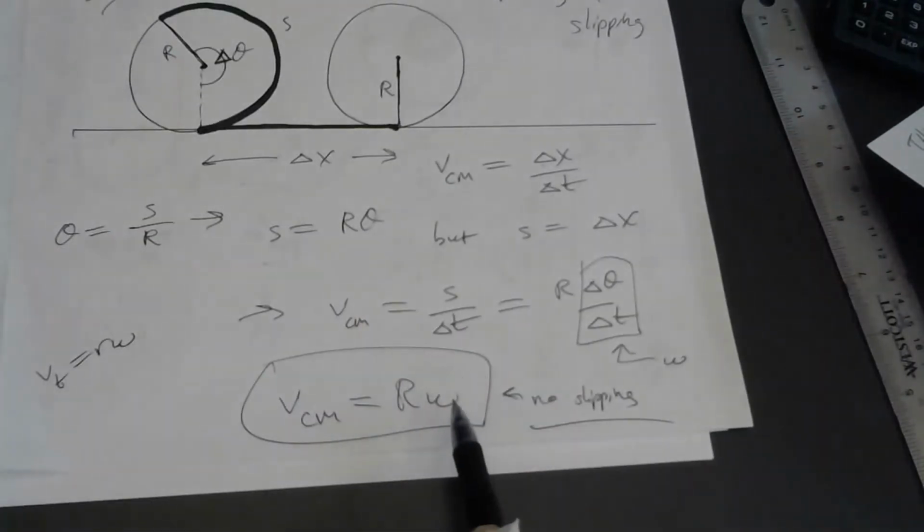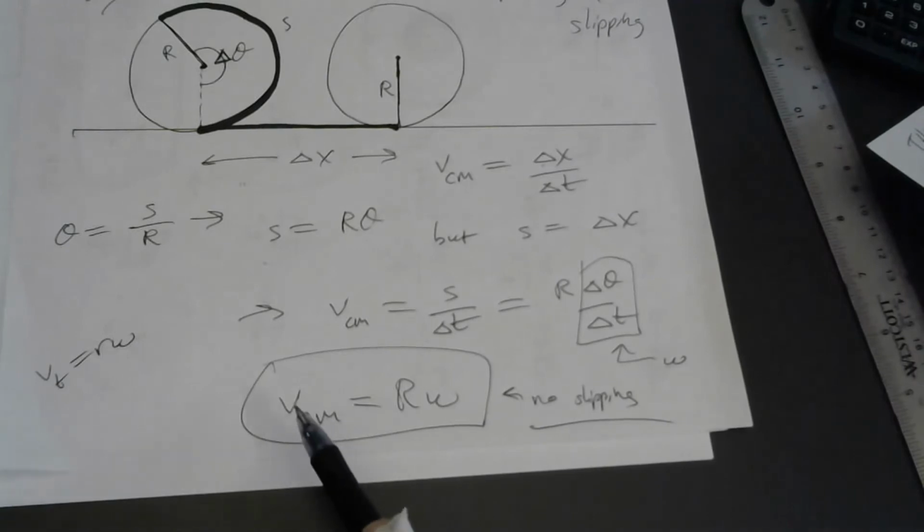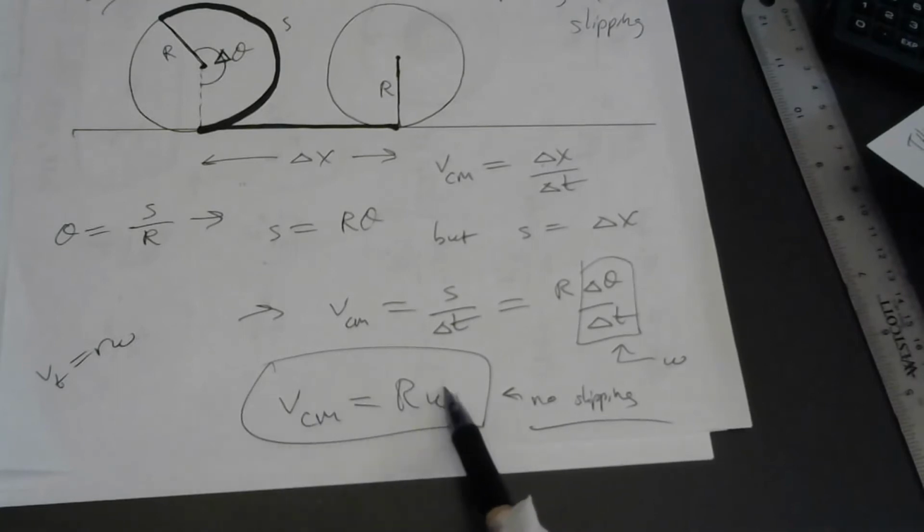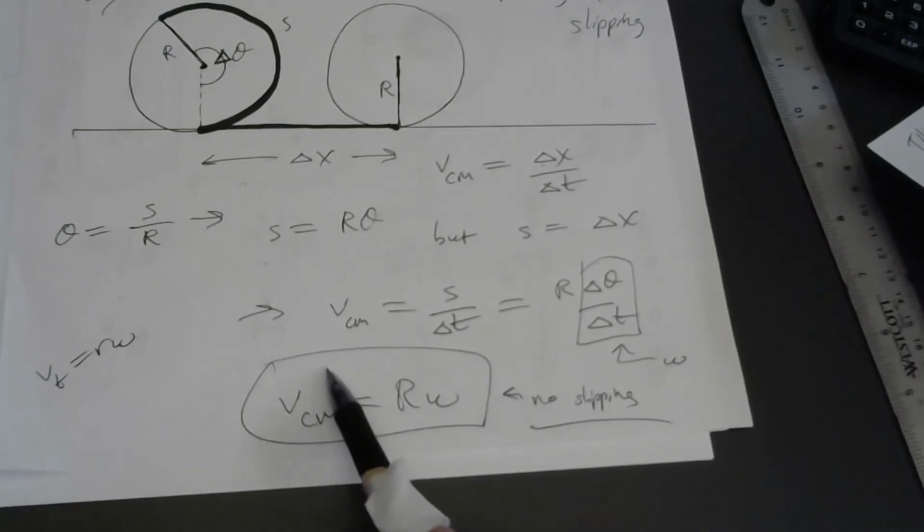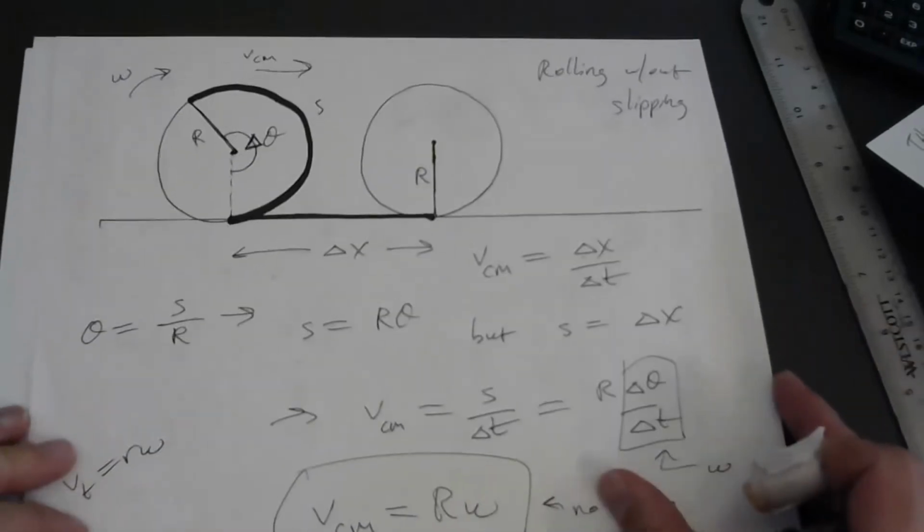And if it's not turning at all, omega would be 0. But the velocity of the center of mass would not be 0. That doesn't work, right? How can you have some number that's not 0 equal to 0? It doesn't work. That's because this equation would not be valid in that case. This is only applicable for rolling without slipping or slippage, whatever you want to call it.